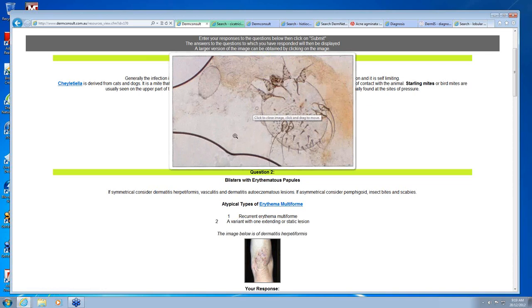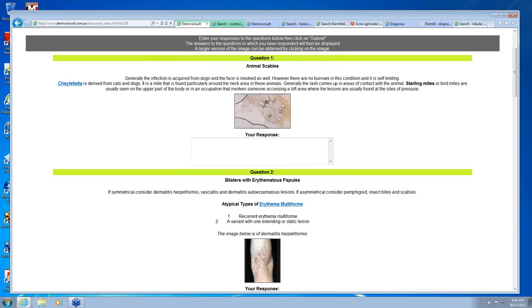This, by the way, is a scabies mite, a very characteristic picture. You often won't see the mite itself. You may see some of the scabetic material, and certainly with a dermatoscope you should be able to see the scabetic burrow.